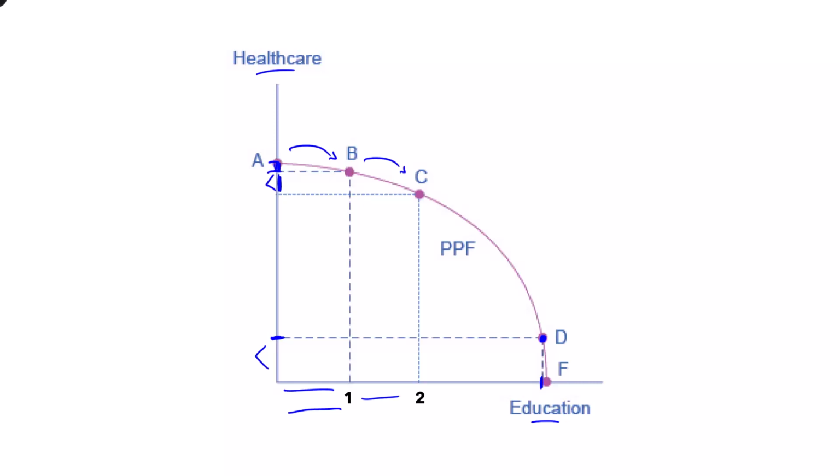Okay, so that's one way of explaining it, but we still might wonder why, as we add more education, it is that we have to give up more and more healthcare. And vice versa. The same will work if we go in the other direction. The reason is because when we move from point A to point B, we are taking resources that weren't very effective at producing healthcare, and we're using them to produce education. And these are resources that are very effective at producing education.